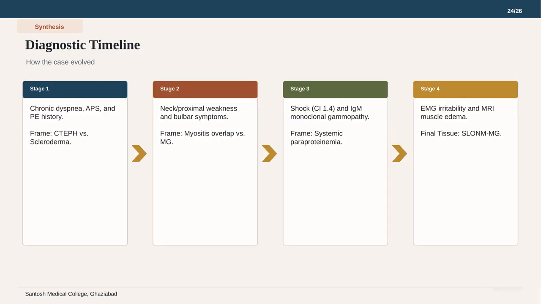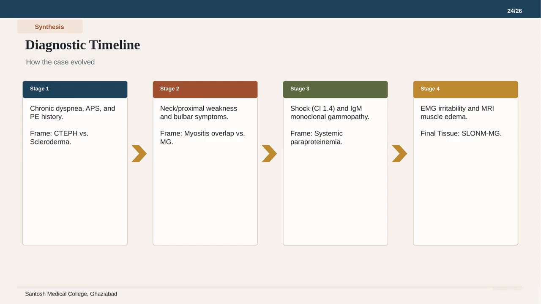This diagnostic timeline provides a high-level overview of the case evolution. In stage 1, we were focused on chronic dyspnea and the history of pulmonary embolism, framing the case as CTEPH versus scleroderma. By stage 2, the neck and proximal weakness shifted our frame toward a myositis overlap or myasthenia gravis. Stage 3 brought the critical discovery of cardiogenic shock and the IgM monoclonal gammopathy, leading us to consider systemic paraproteinemia.